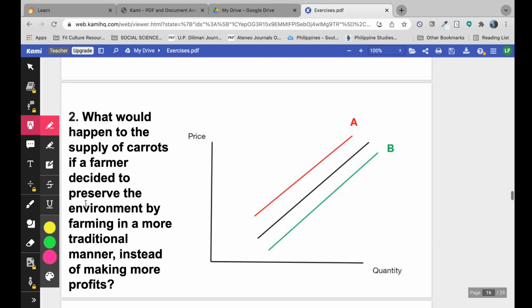Okay, number 2. What would happen to the supply of carrots if a farmer decided to preserve the environment by farming in a more traditional manner instead of making more profits? Okay, so you're supposed to figure out the effect to supply of carrots for this particular change. Would it go to A, from the original supply curve that is black, or would it go to B? What would happen to the supply of carrots?